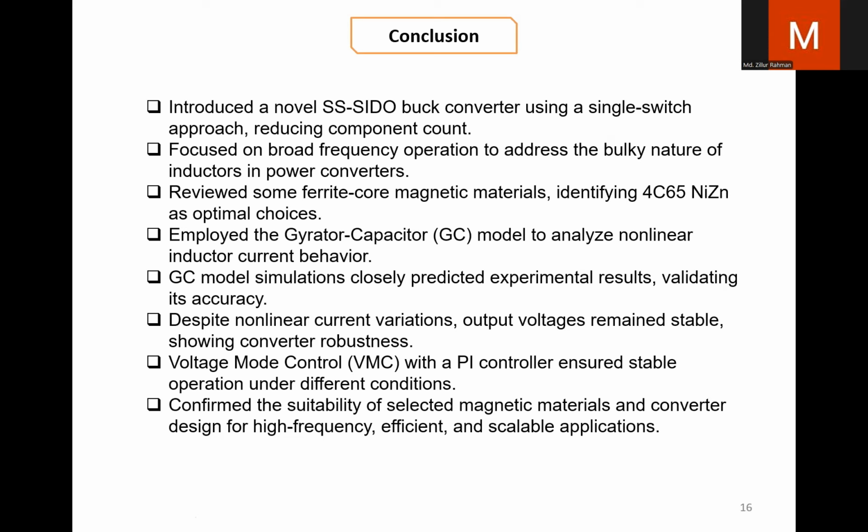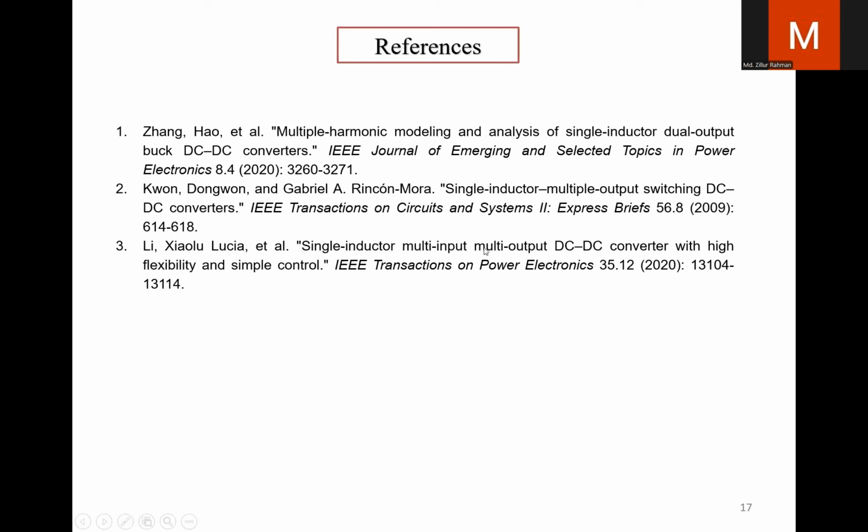We have also proposed voltage mode control using a PI controller in the single switch pseudo buck converter, and it perfectly controlled the output voltages for both converters. These are the references of our slide.